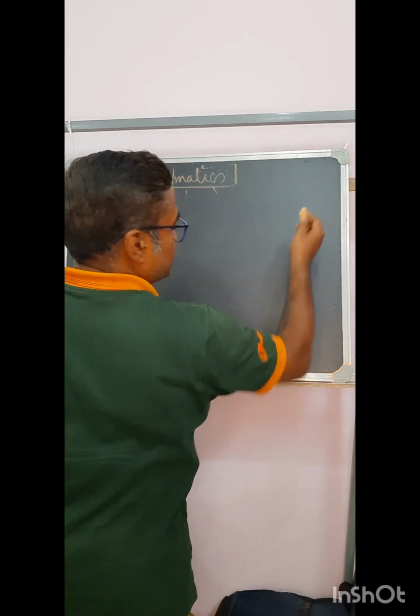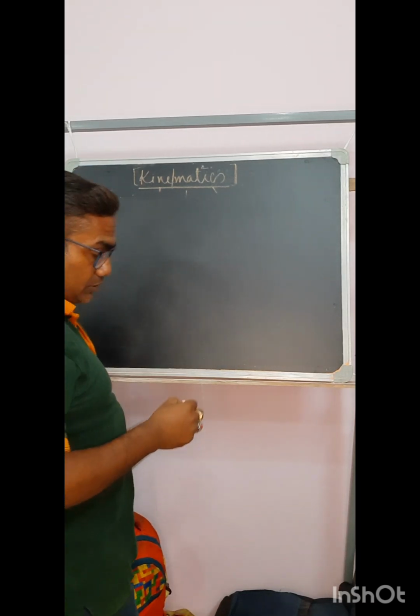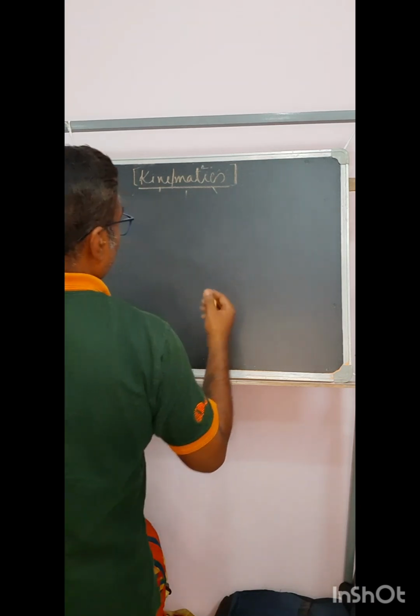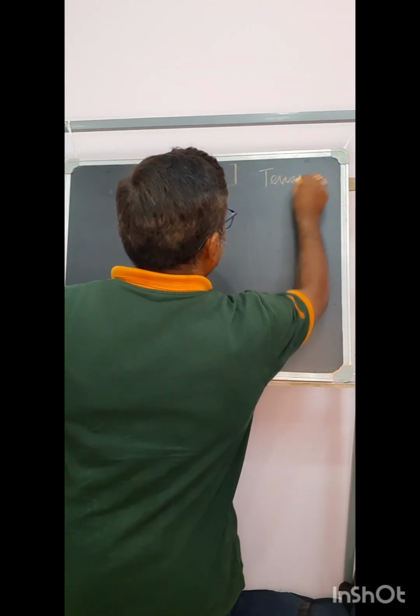Basically the electric current and pressure are another kind of physical quantity that is taught in other subjects. Those are basically called tensor quantities. So that I am not going to cover.